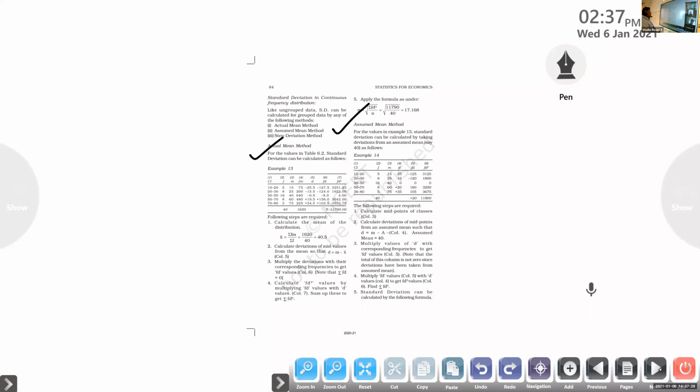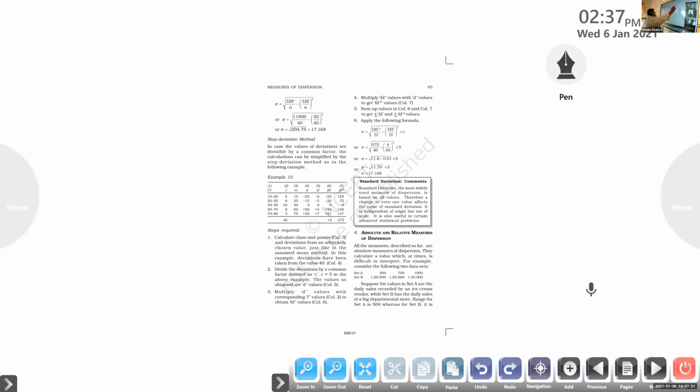Come back to page number 85. Just open the textbook, page number 85. You can see here the step deviation method to find out the standard deviation. Okay. Clear? Got that?